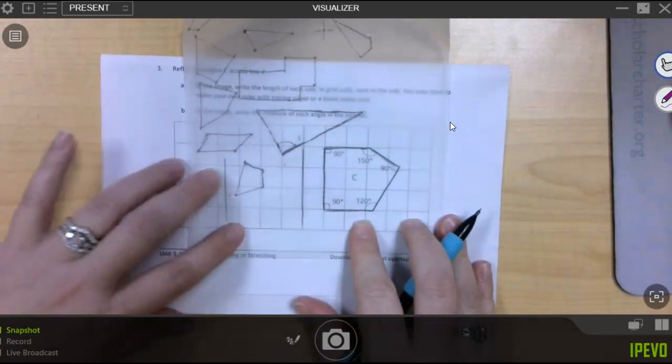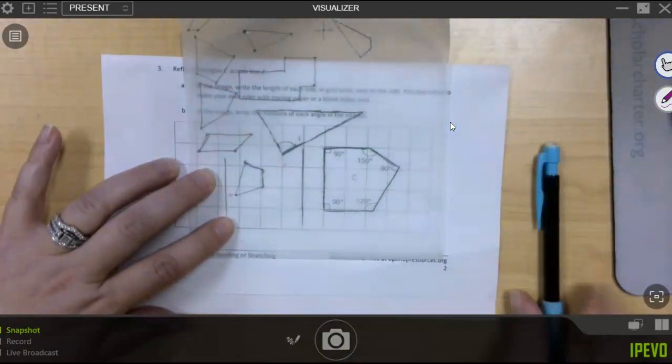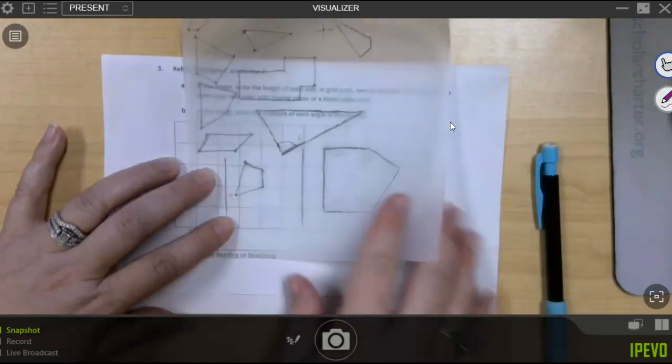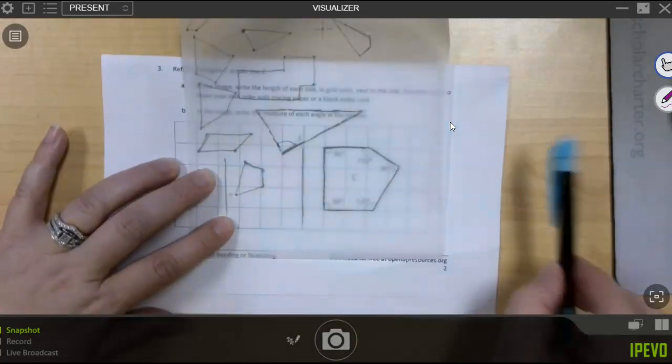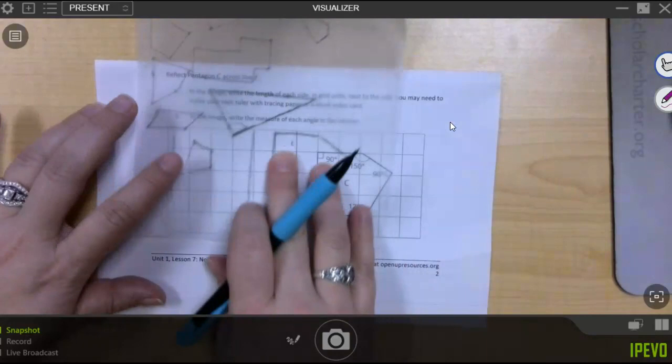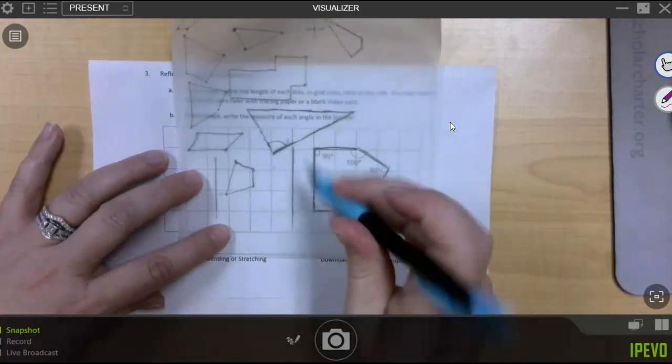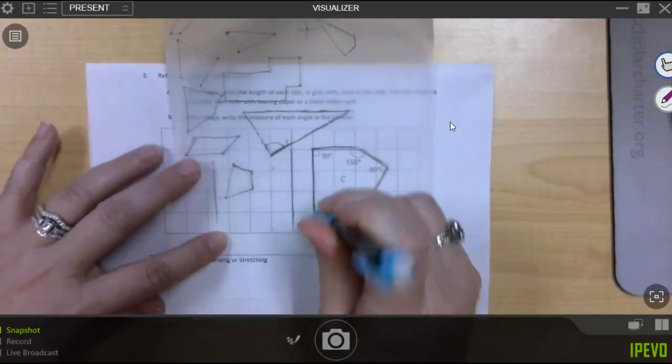Because when we do a reflection, it is a flip. So that means I need to flip my tracing paper, and if I'm going to flip my tracing paper, I need to make sure I'm getting it back into position. When it's a slide, we know it's in position because it's just in the right spot, right where we translate it to. When it's a rotation, we know it's in the right spot because I poke my hole through and I pivot around a certain point.